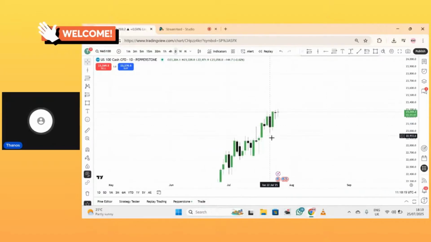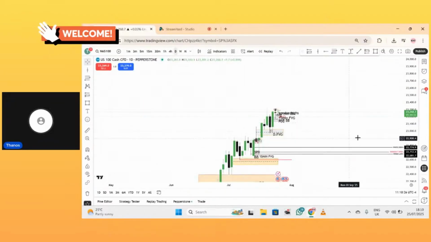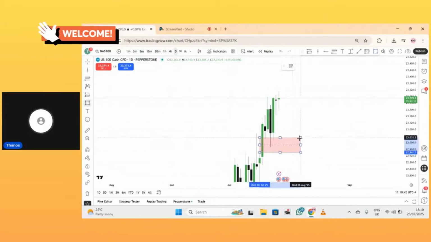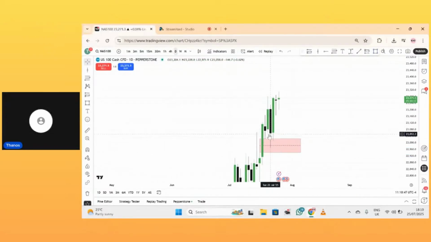So if you look at, for example, this daily fair value gap here, which was filled on Tuesday. If the market filled the daily fair value gap here and closed outside that daily fair value gap, for sure, I know that the next day this market is going to buy. Let me remove these drawings. If the market retraced into the daily fair value gap on Tuesday and then closed above it, I know for sure the next day the market is going to buy.